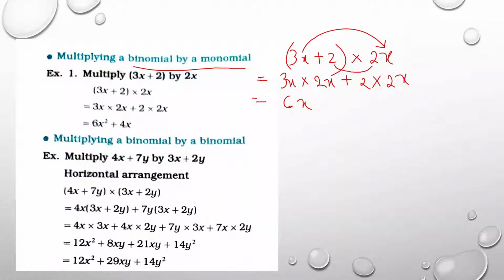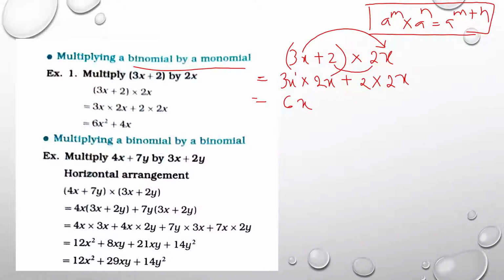So which law is applicable here? Law of indices: a raised to m into a raised to n gives you a raised to m plus n. So this law is applicable here. So here 6 raised to, now you have to add the powers. Here 1 is there, here also 1 is there. So 1 plus 1 is 2. So 6x raised to 2, plus 2 twos are 4x.